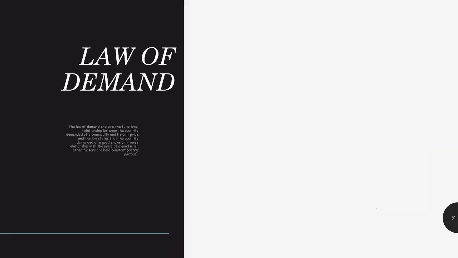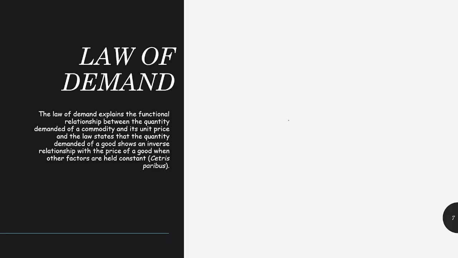Law of demand. It's a very famous law and it is applied almost everywhere in the economy. It tells the functional relationship between the quantity demanded and its unit price.